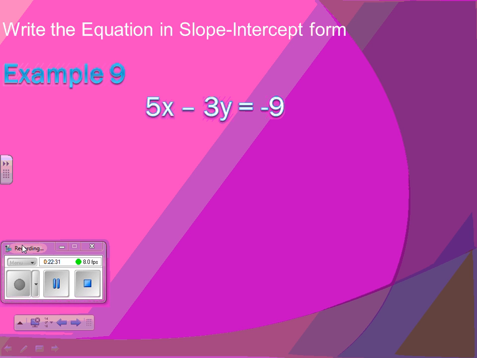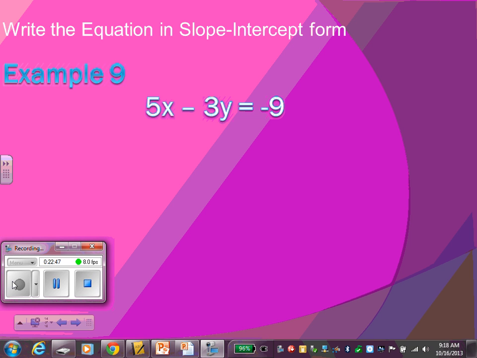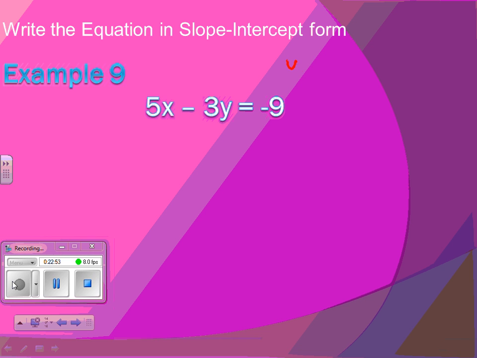Do you want to attempt this one on your own? So my question is, what's the slope? Very careful. How many got positive 5 over 3 as their slope? Good. How many got negative? So I had a couple. So watch this.